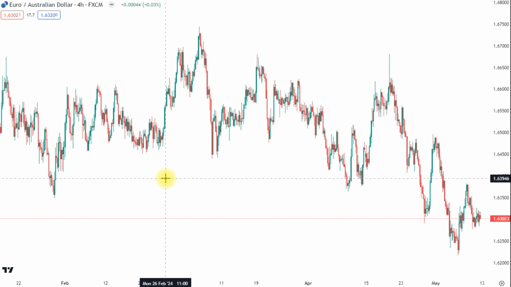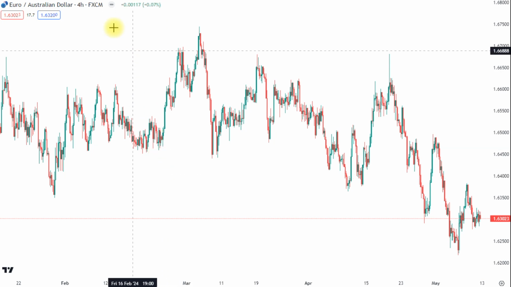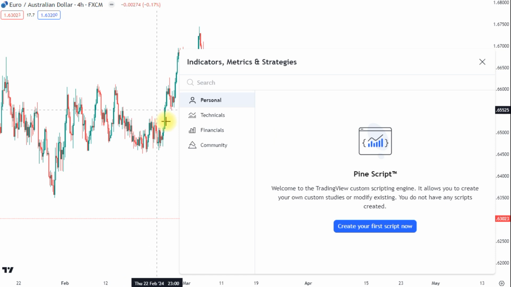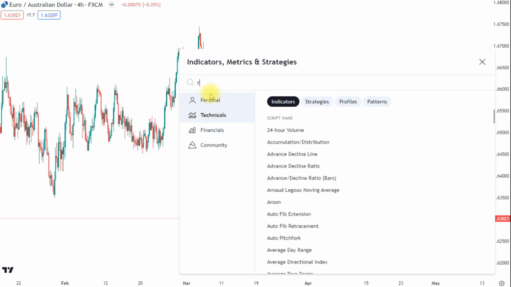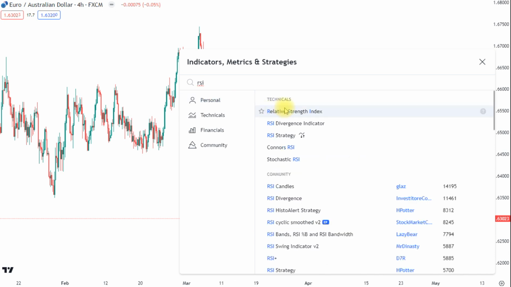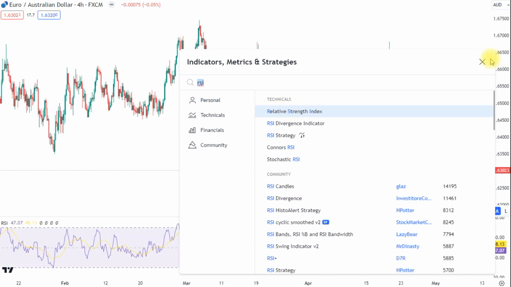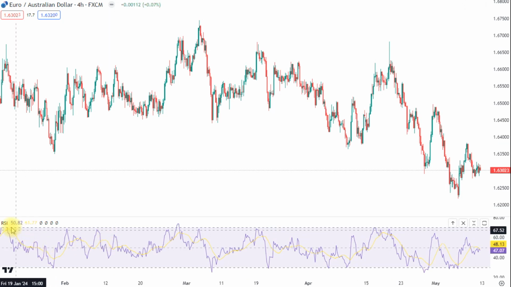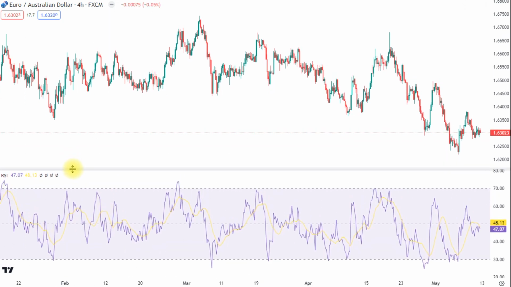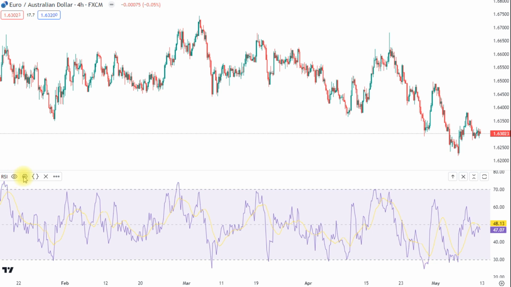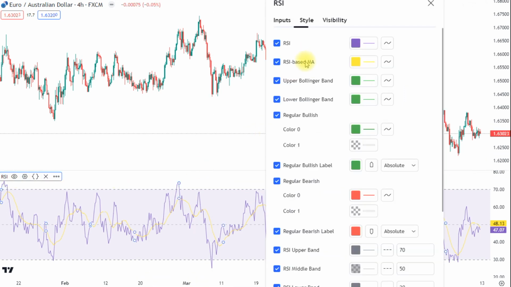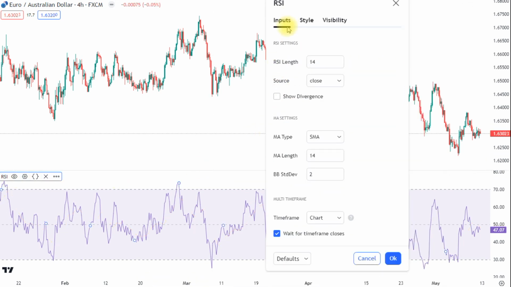So let's not waste any time and start right away at the chart, where we will start with applying the indicator. We go here in technicals, type in the RSI, and here you get the relative strength index. Click on it and it gets applied to the chart. I will stretch it out so you can take a better look, and then I will also remove the MA because we don't need it. And here you also see the standard 14 periods that the RSI uses.